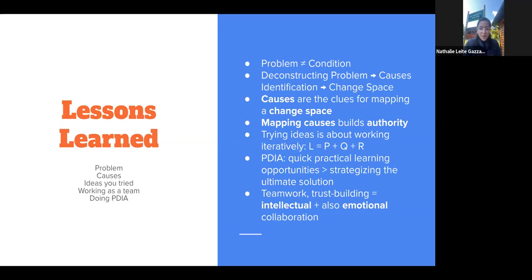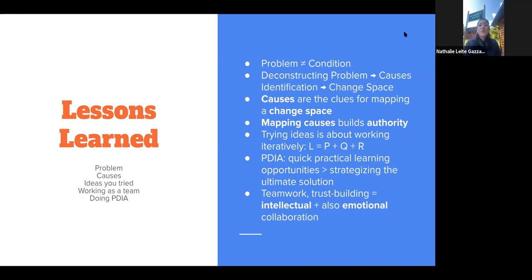We also learned, and maybe this is a clearer learning from the process, this framework to deconstruct the problem and to depart from a really hairy problem, to go through its causes and to identify a change space inside that cause and connect to that. We learned to look at causes not as obstacles to face the problem, but rather as the clues to map possible learning spaces, learning opportunities, and a change space to tackle the problem.